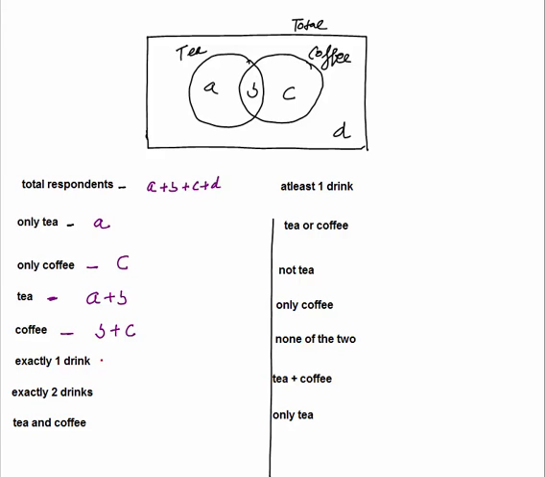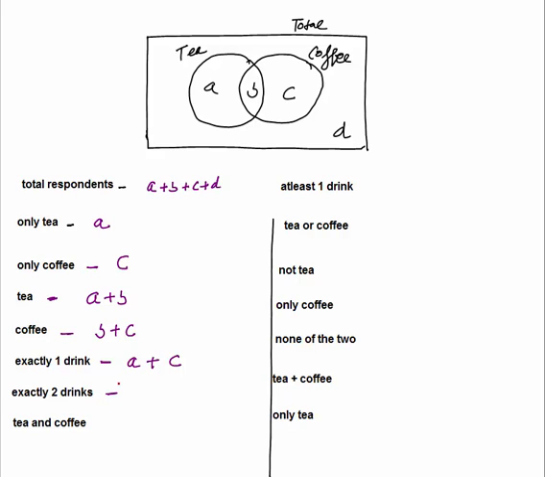Exactly one drink means that we want to find the number of people who like only one drink. They don't like both. It means A and C, where A likes only tea and C likes only coffee. We won't include B, because B is the number of people who like both the drinks.